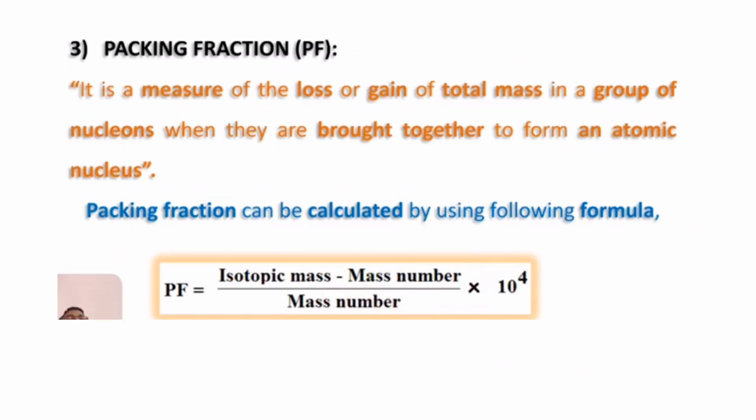Packing fraction. It is the measure of the loss or gain of total mass in a group of nucleons when they are brought together to form an atomic nucleus. The formula: packing fraction Pf is equal to isotopic mass minus mass number, divided by mass number, into 10 power 4.